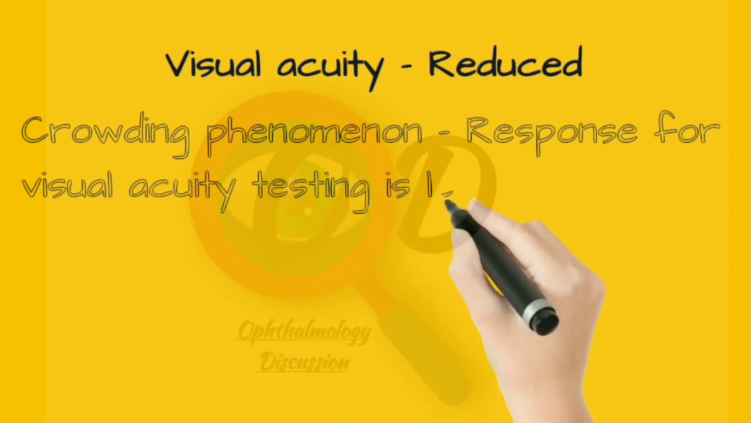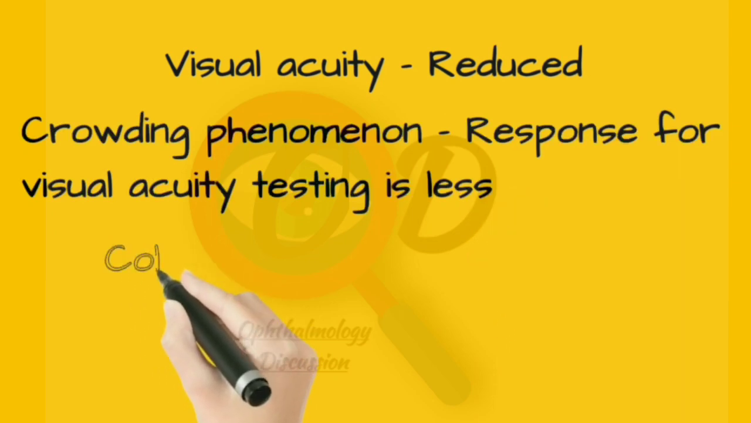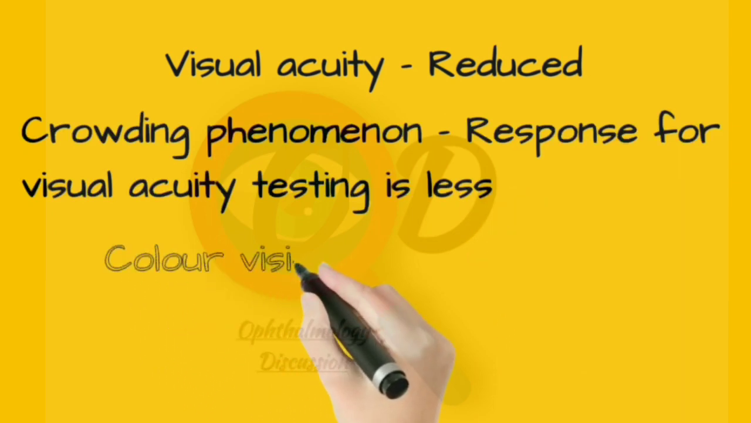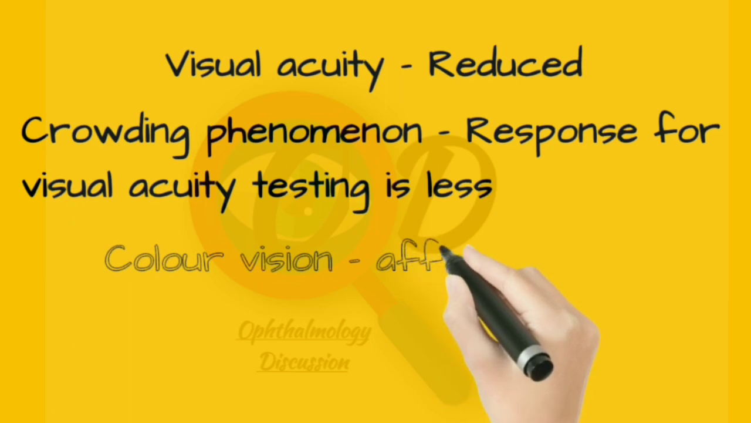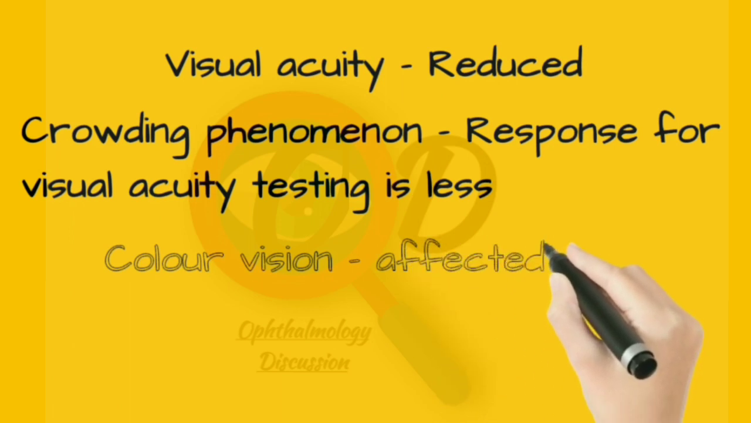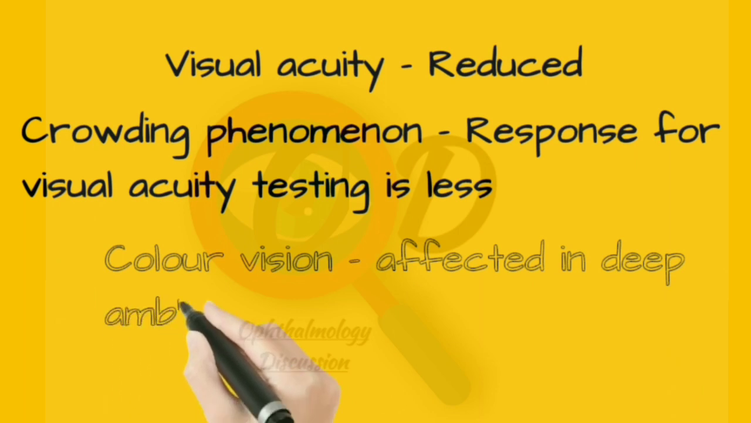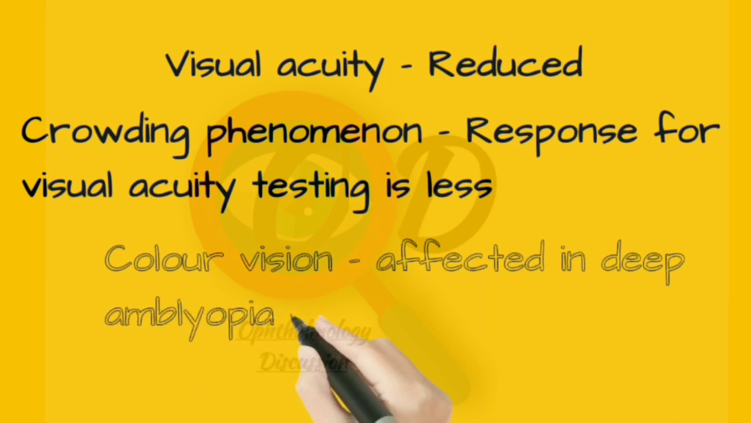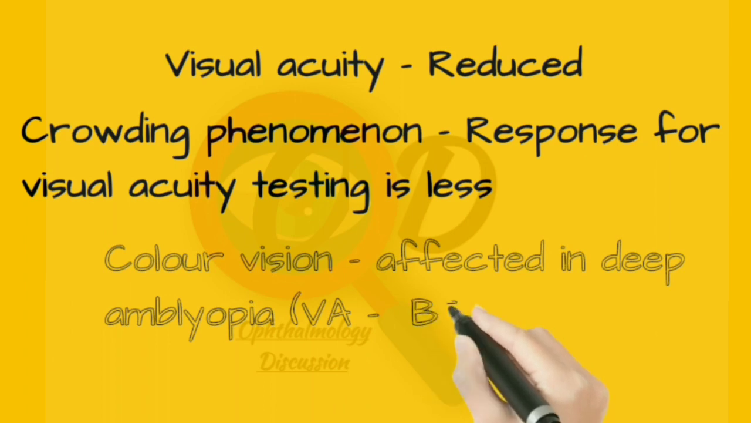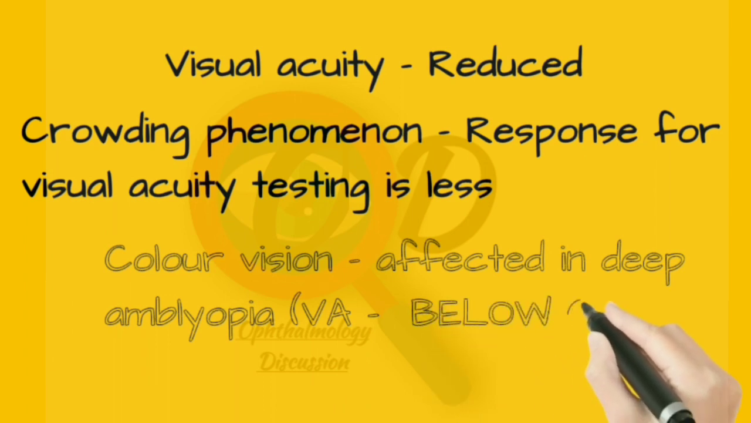Whenever you see that there is color vision affection along with a visual acuity of 6/36 in the patient, then it is considered an amblyopia case also. Okay, so we can go further on the amblyopia examination. So these are the things we need to learn about the amblyopia examination.